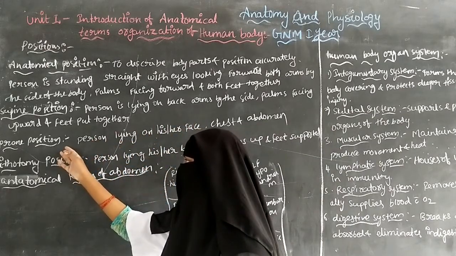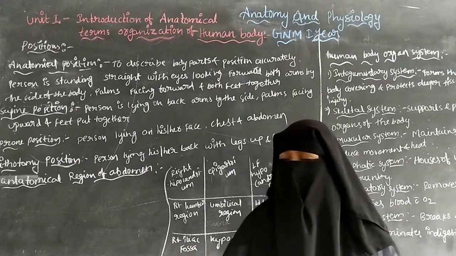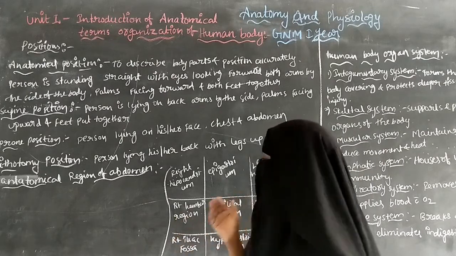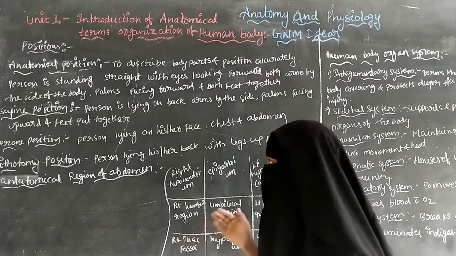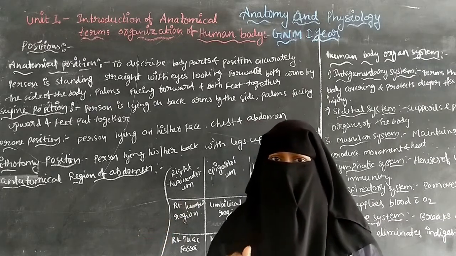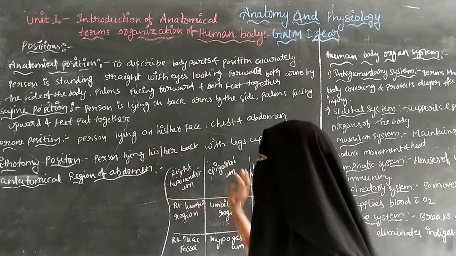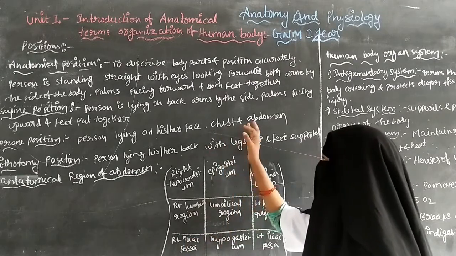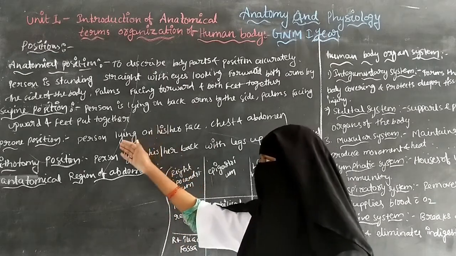The next one is the prone position. In this prone position, the person is lying on her face. The face, chest and abdomen are on the bed, touching the bed. So it is called the prone position.